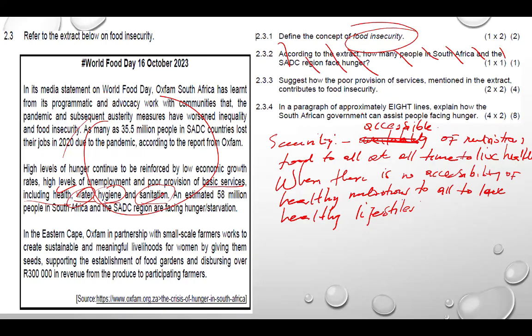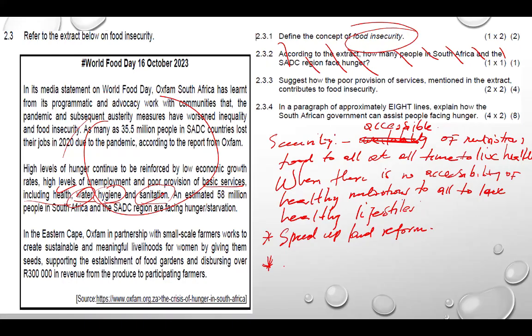In a paragraph of approximately 8 lines, explain how the South African government can assist people facing hunger. Number one, how do we assist people facing hunger? You can speed up land reform. The government can speed up land reform. So if the government speeds up land reform, it ensures that people have access to land. When people have access to land, people will be able to produce their own food.